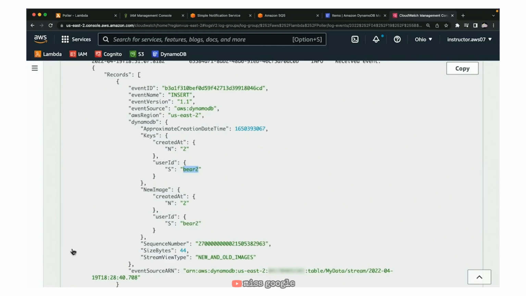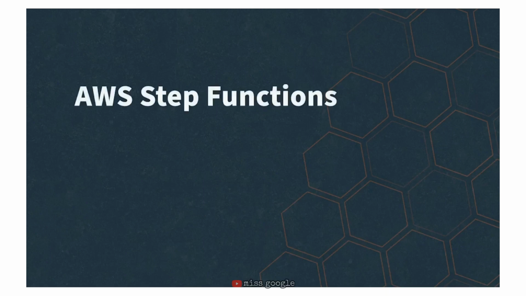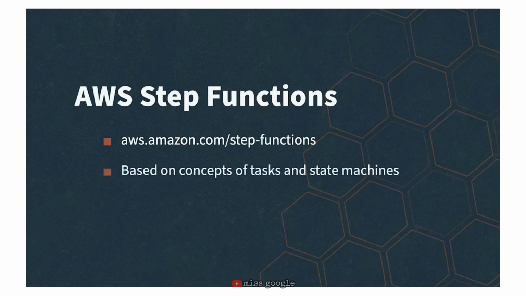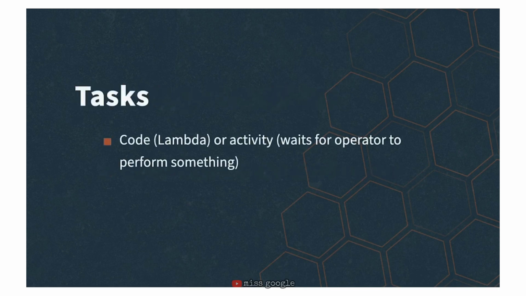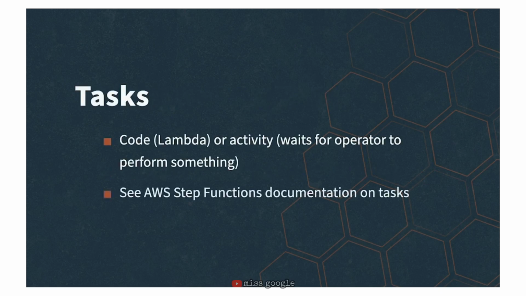So now I want to cover just briefly Step Functions. You can see more at aws.amazon.com/step-functions. I just want to cover the basic concepts of tasks and state machines here. So tasks are code like Lambda, or an activity that waits for an operator to perform something. You can see more on tasks at the AWS Step Functions documentation.